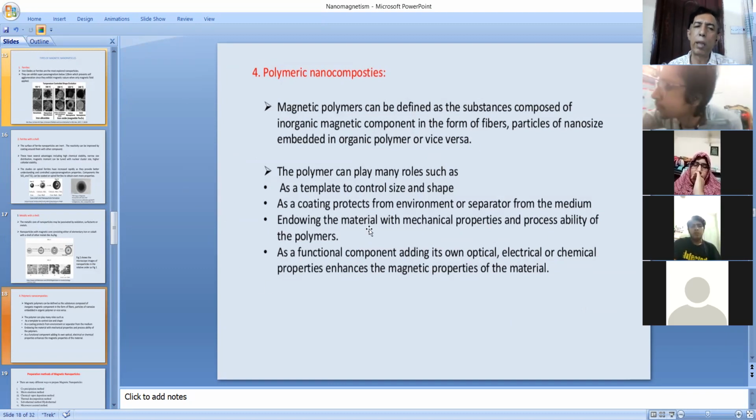There are many applications of this type of magnetic nanomaterials. So there are these 3 to 4 types of magnetic nanomaterials you will find, but mainly iron oxide nanomaterials is very much useful. Why it is very much useful, we will see it later.